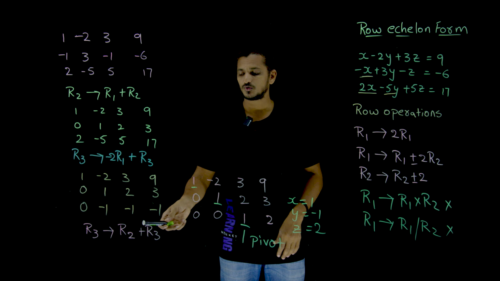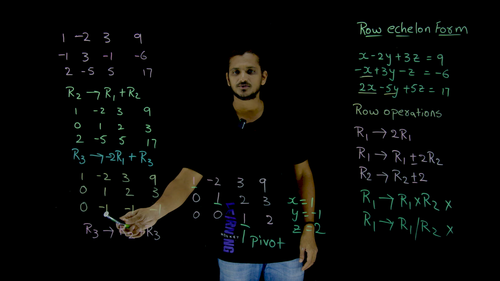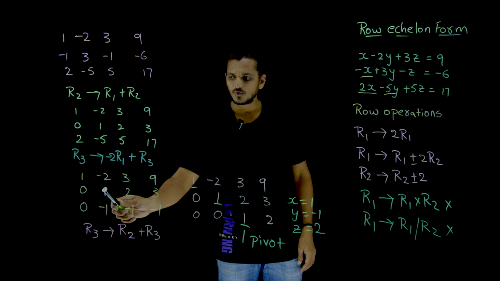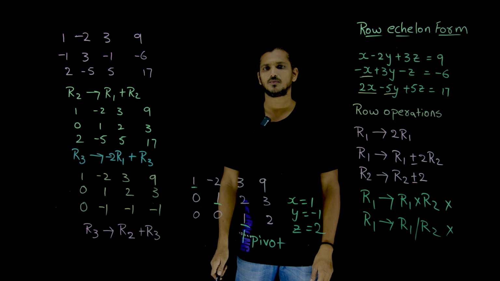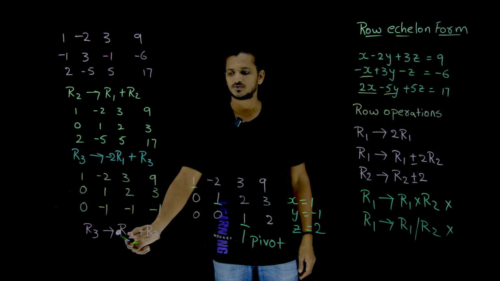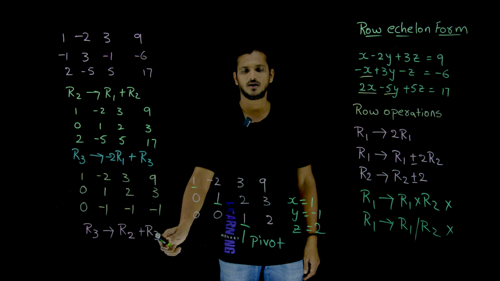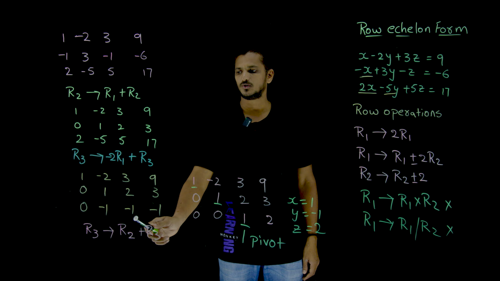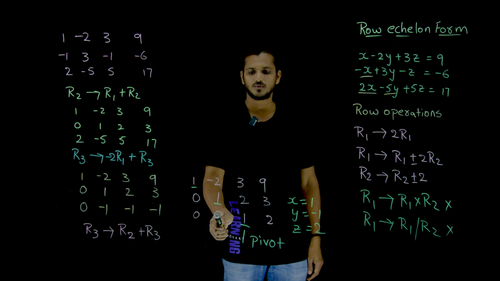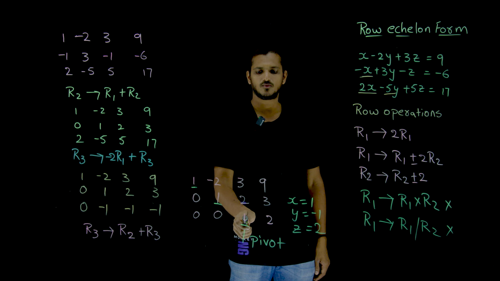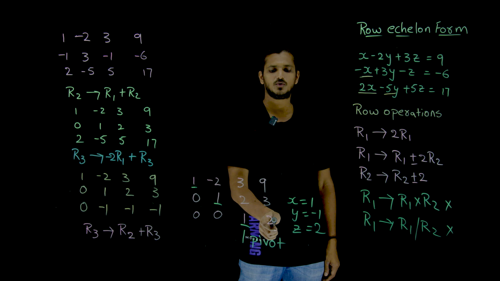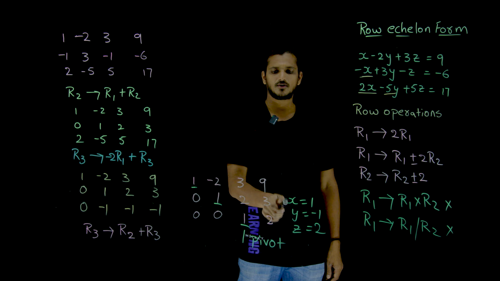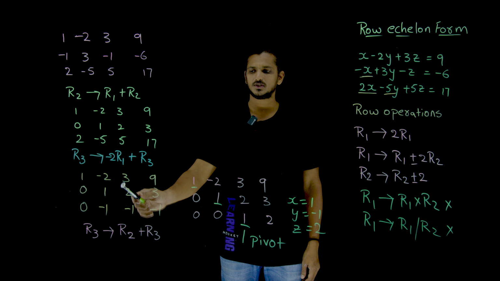Now, which term do you have to work on? This term you have to make 0. In order to do this, when the second row is added with the third row, you are going to get 0. So R3 becomes R2 plus R3. That is the row operation we are going to do. 1 minus 1, 0. 2 minus 1, 1. 3 minus 1, 2. So these are the set of linear equations which we got after doing these operations.